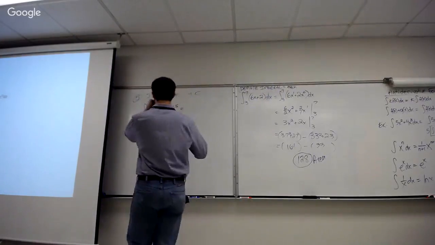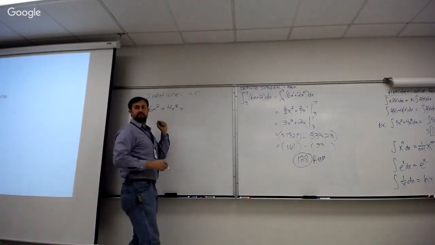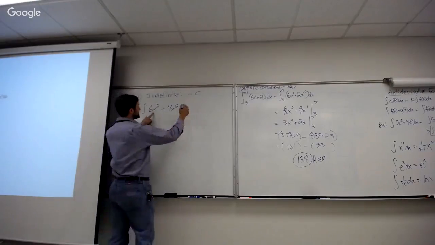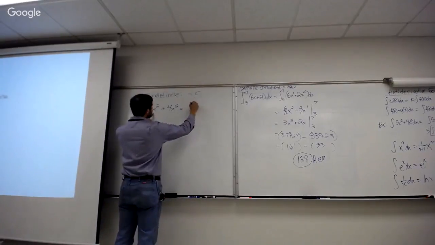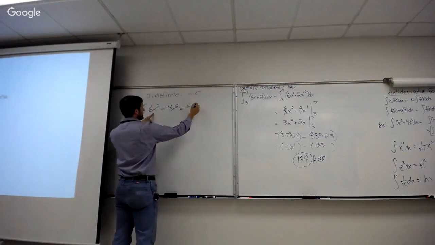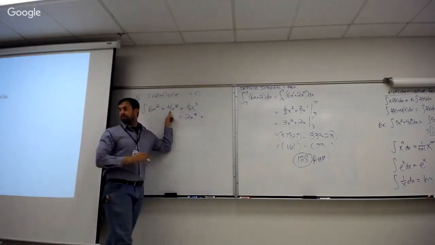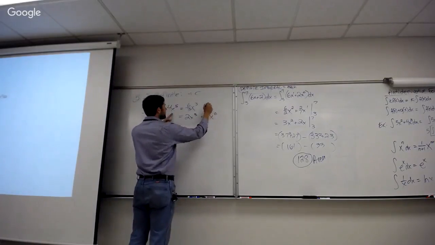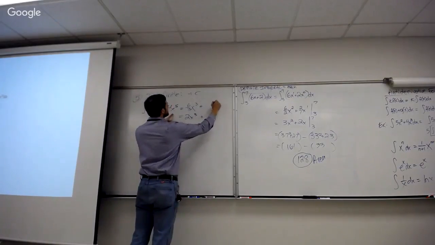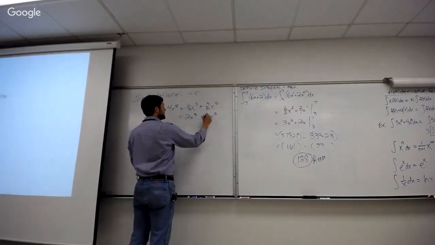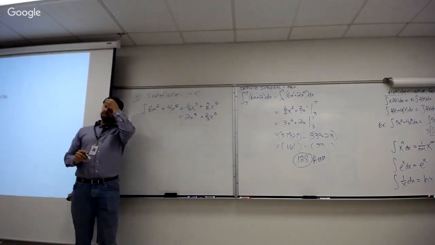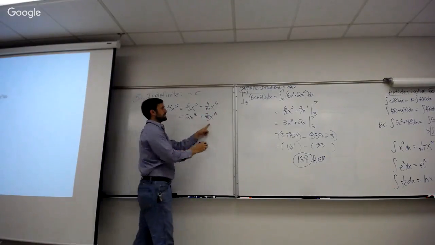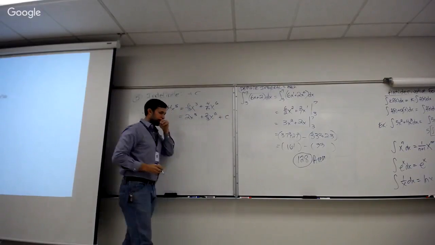So anti-power rule, 6x squared. Karina, what did you get for 6x squared? 2x cubed. Yep, because you're going to add 1 and then divide by 3, so that's 2x cubed. And then what's the anti-power rule for the next one, Ashley? Yes, 2 over 3 x to the 6th. So that's it, folks. It's 2x cubed plus 2/3 x to the 6th plus a constant.